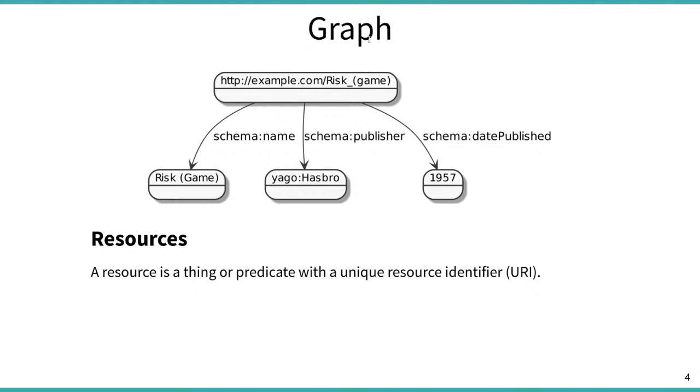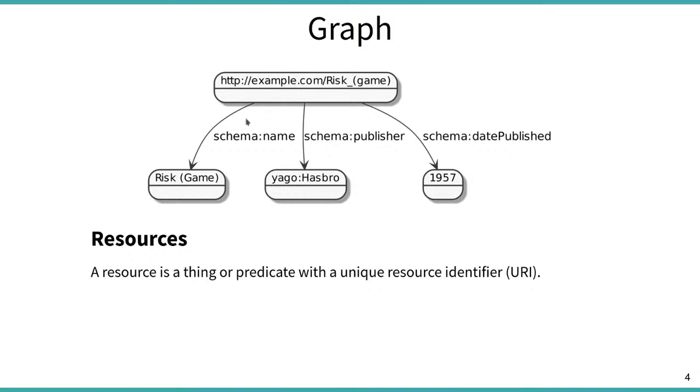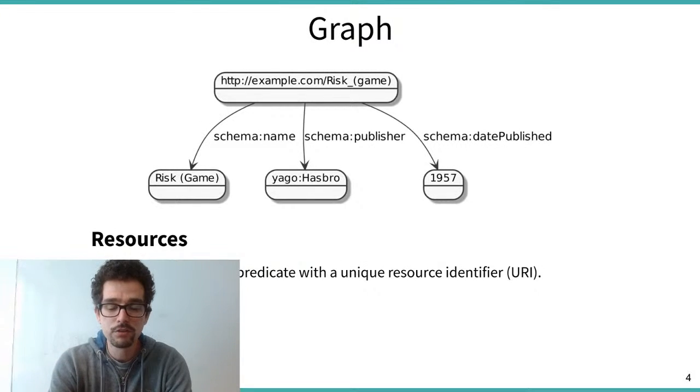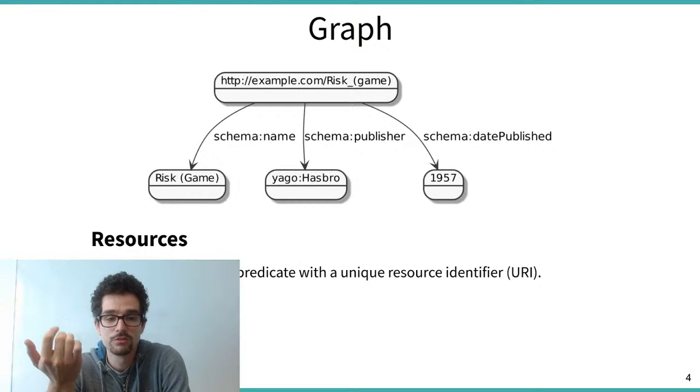What we have in the end is a graph. I will not call it property graph now. Here it's called property equal this, but basically a property in our graph is now its own node, and this game node has now the property risk and the property publisher and the property date published, but actually these are neighbor nodes. So this is our risk game node, and then an edge name to a node that is a so-called literal. We always have literals and resources. Literals are 1957, this is just a number. Risk game is just a string.